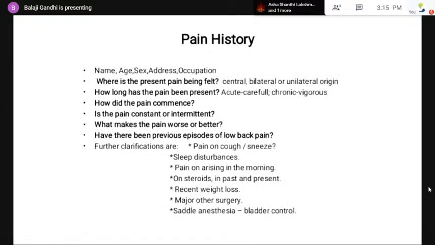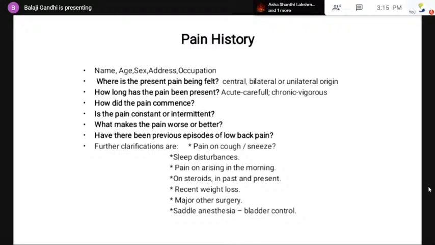So the pain history: the name, age, sex, occupation. Okay, so this is a common one. And where is the pain being felt, how long the pain has been present, and how did the pain commence? You can ask the patient, and let the patient explain in his own words. Is the pain constant or intermittent? What makes the pain worse or better? And have there been any previous episodes of low back pain? That also you can ask the patient.